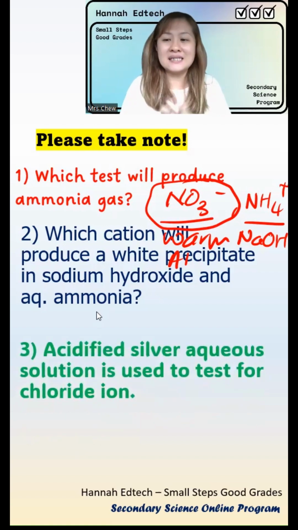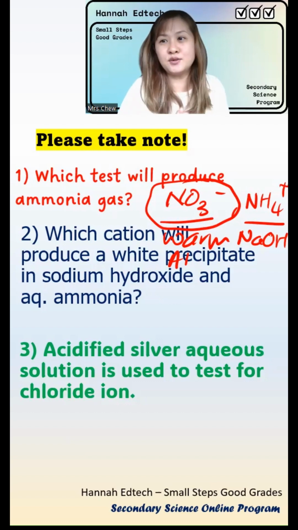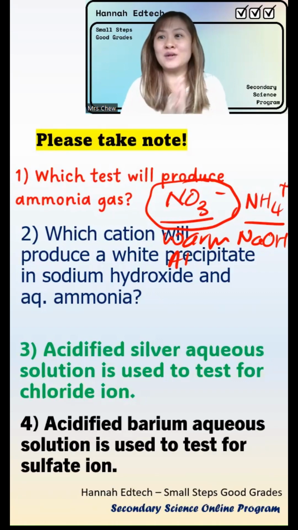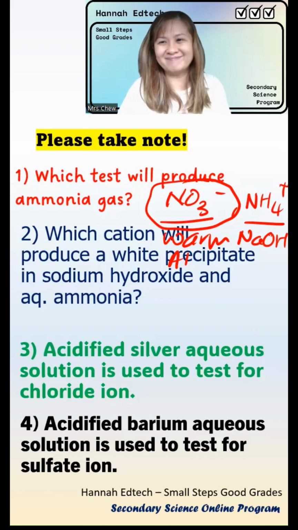Lastly, acidified silver aqueous solution. The most commonly used is silver nitrate. It's used to test for chloride ions because all chlorides will not form a precipitate except silver chloride and lead chloride. So yes, you are also able to use acidified lead aqueous solution to test for chloride ion. For sulfate ion, we use acidified barium aqueous solution. A very common one will be acidified barium nitrate.